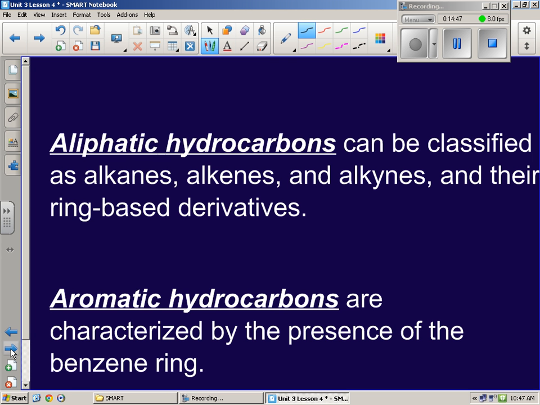All right, 2 definitions you need to know. Aliphatic hydrocarbons can be classified as alkanes, alkenes, or alkynes, so basically the first ones that we've drawn so far, those long chains. Pentane is an example of an aliphatic hydrocarbon. Pent-1-ene, pent-1-yne, all those are examples of aliphatic hydrocarbons. So anything we've done so far without the benzene ring, like cyclopentane, cyclopentene, cyclopentyne, all those are examples of aliphatic hydrocarbons.